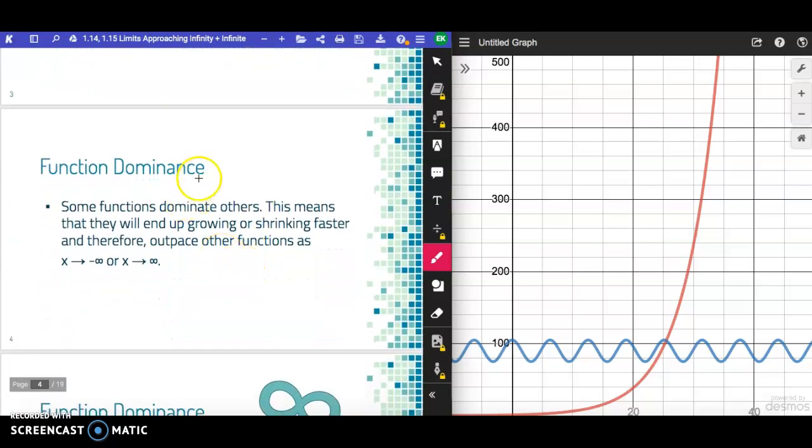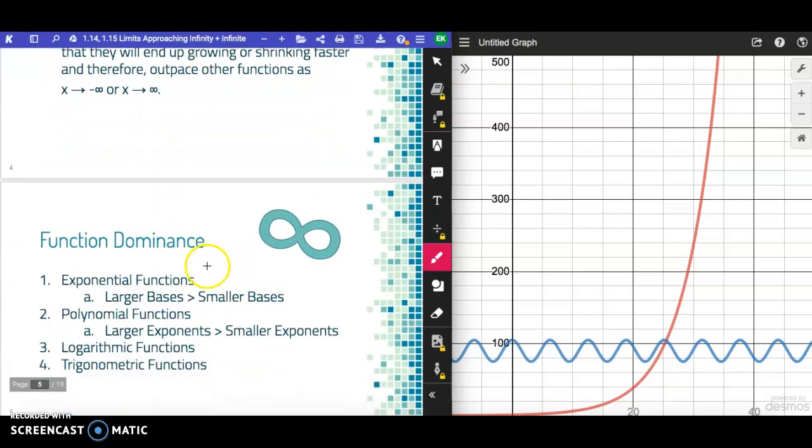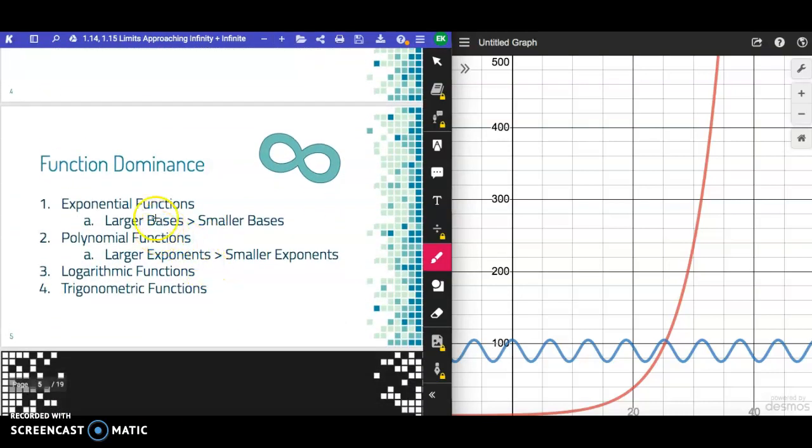And then now we have looked at a little bit of function dominance. So the functions that dominate others means that they will end up growing or shrinking faster and therefore outpace other functions. So that means that no matter what is happening at a particular x value, as x goes to negative infinity or infinity, some functions will just win out and outpace every other function. And this is the formal note-taking version of what we talked about in our Desmos activity.